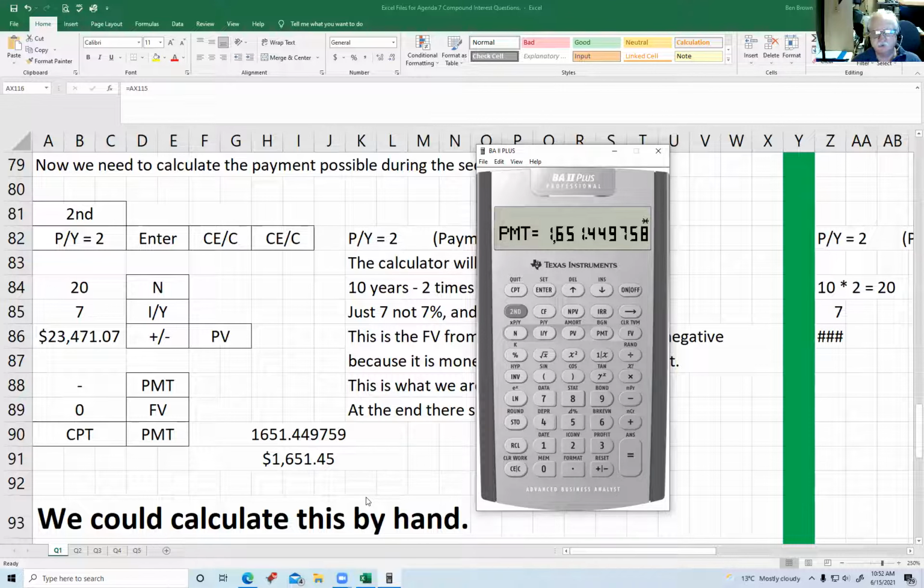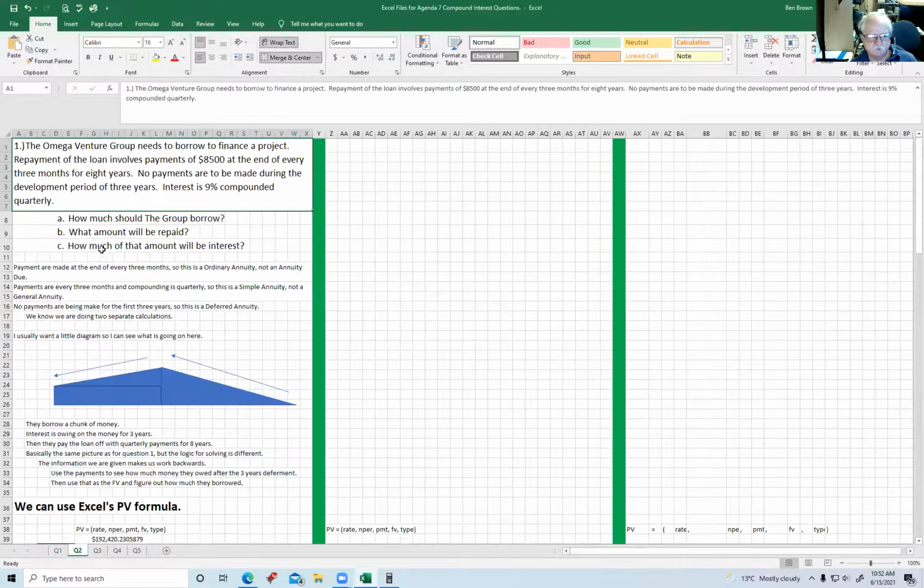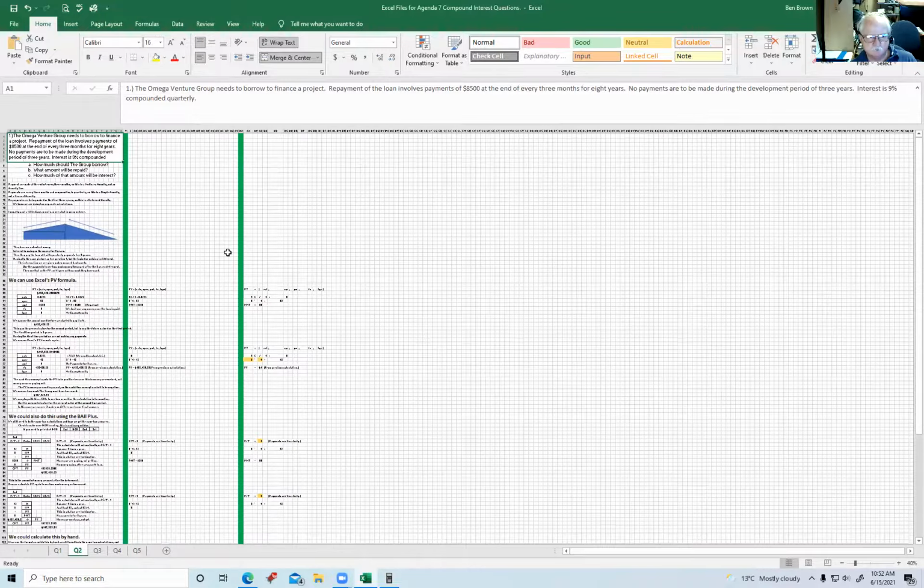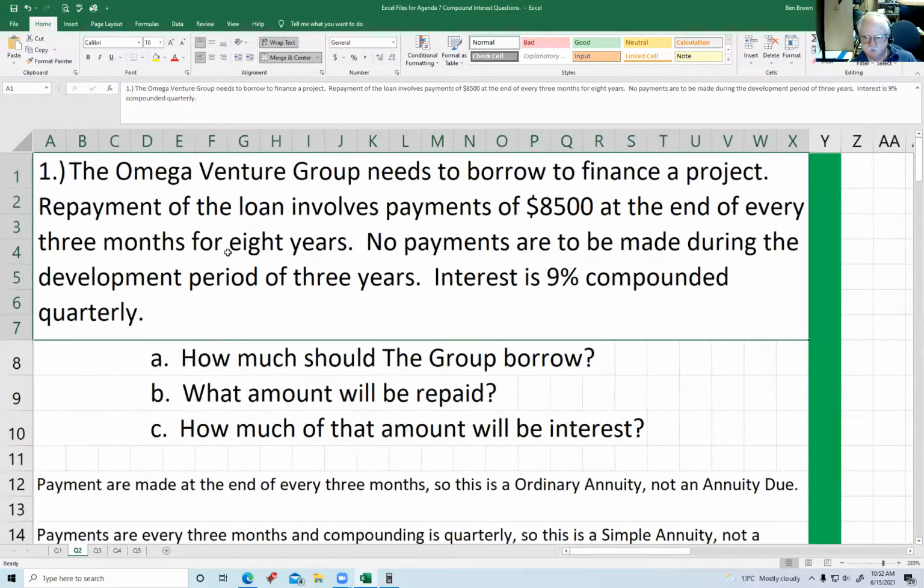Does that help? Are you able to get the same result on your calculator? Yes, sir. I got it. Okay, that's good. So let's get rid of that. Let's go to the next question. Let's enlarge this.